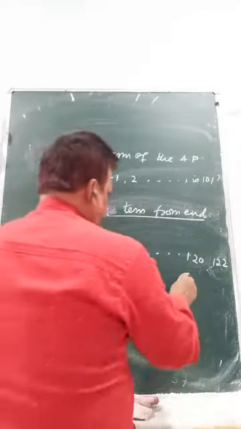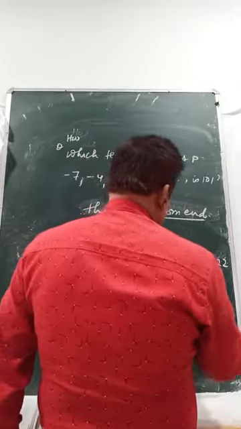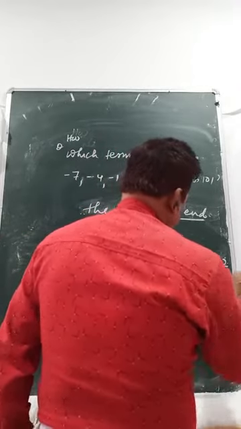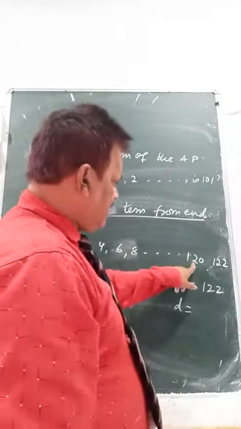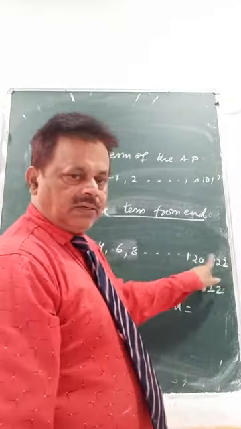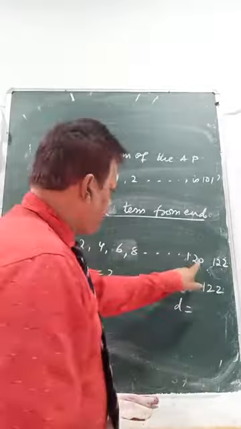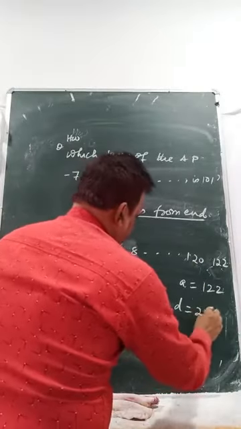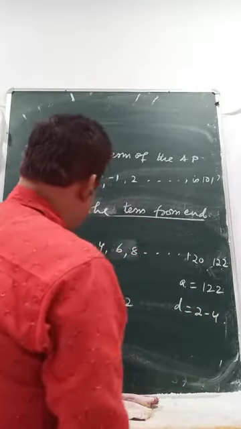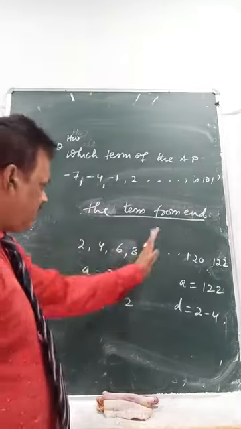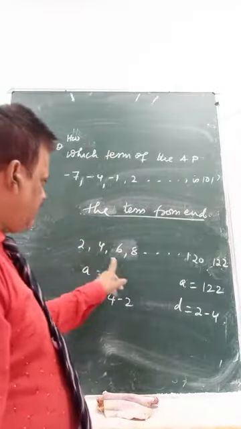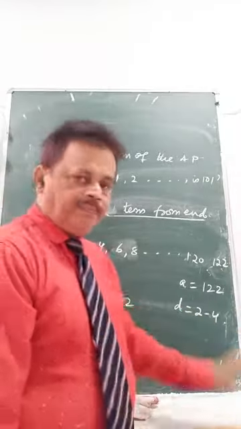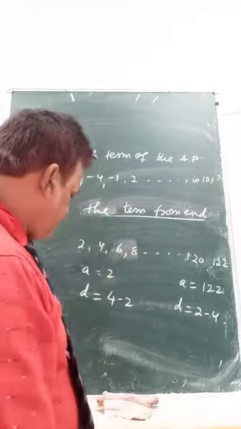What is a? The last term, 122. When you find d, if this is given, then this minus this, you do the opposite. If this is not given, then like 2 minus 4, the opposite. When you go from this side, that is 4 minus 2. When you go from this side, that will be 2 minus 4. Okay. So what is the formula here?